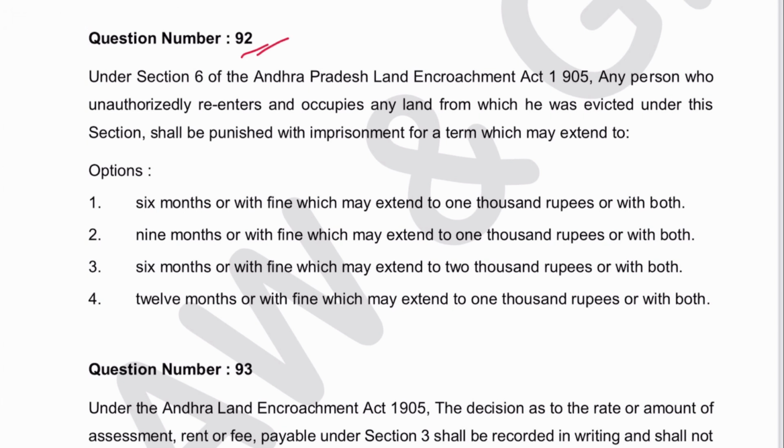Next is 92. Under section 6 of AP Land Encroachment Act, any person who unauthorizedly re-enters or reoccupies a land from which he was evicted under this section shall be punished with imprisonment for a term which may extend to 6 months or a fine of 1,000 rupees. 1 is the answer, and this is mentioned in section 6 subsection 3.